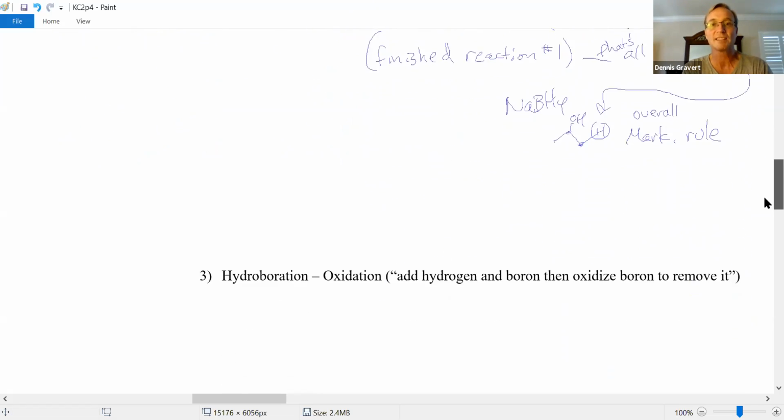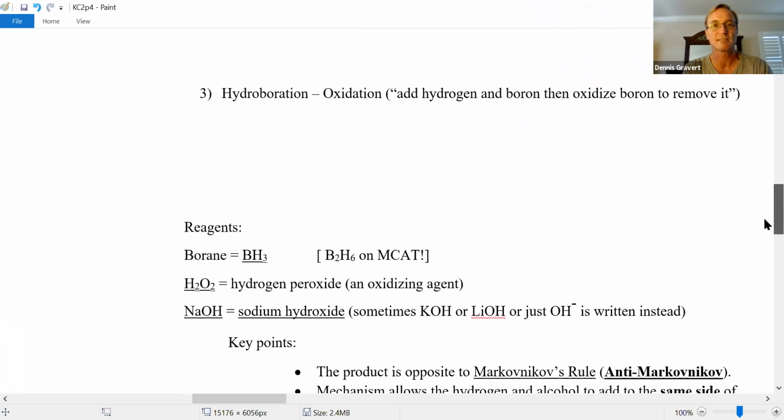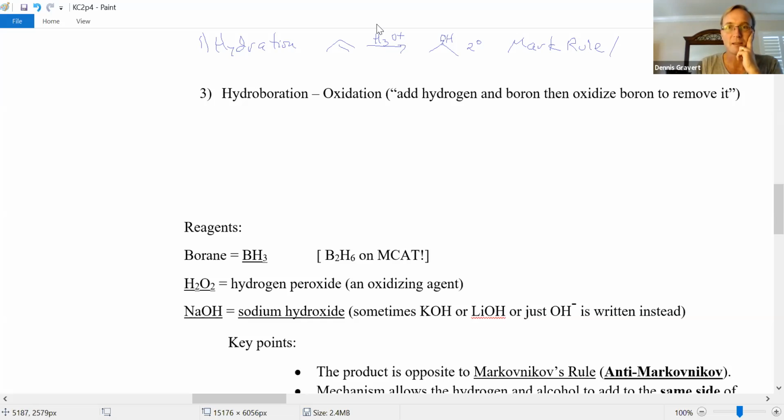Okay, last way to make alcohols from alkenes. So the first way was hydration. Let's take propene, and we add hydronium, and we get an alcohol. And we get the alcohol that's secondary because Markovnikov's rule was followed. The bad thing about this easy, simple reaction is you get carbocation rearrangements. Don't like those.